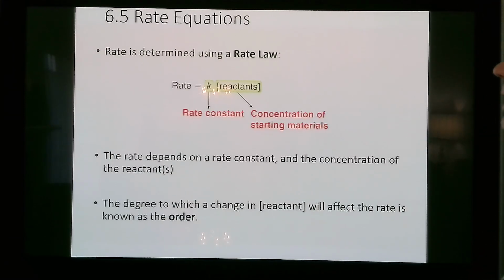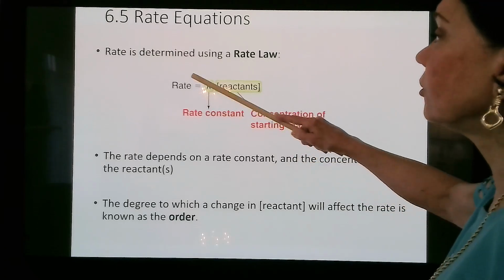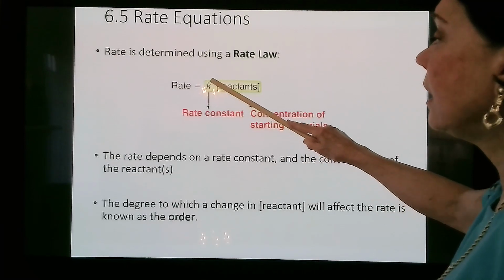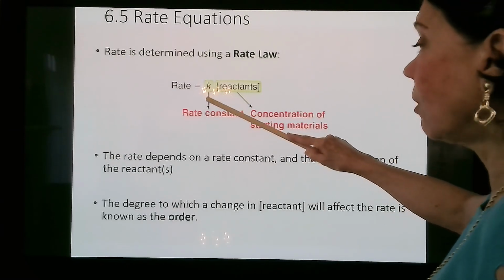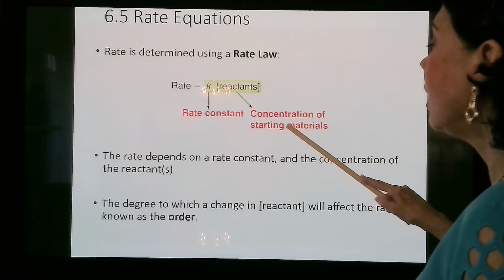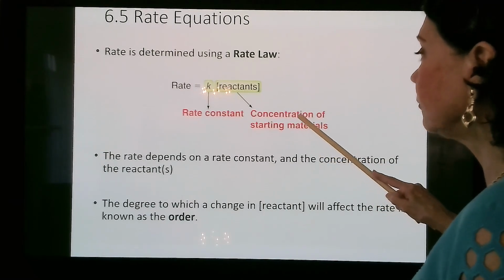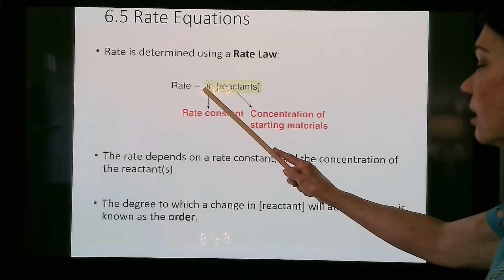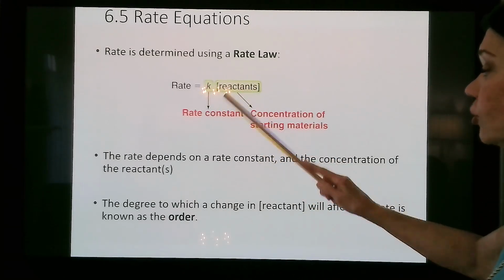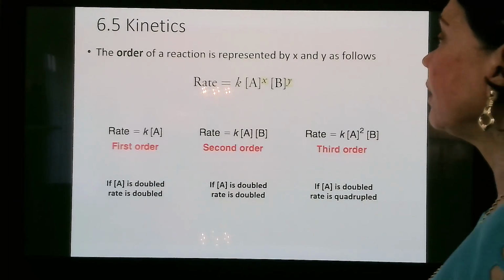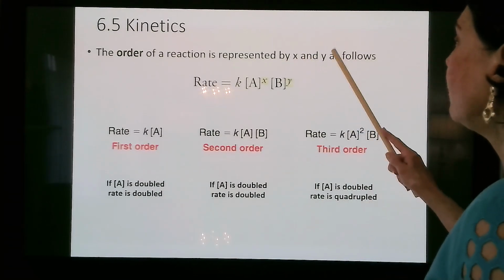So, rate equations. Now we're coming to the rate constant. The rate is determined using a rate law. The rate of the reaction is described by a rate constant times the concentration of the starting materials. So the rate depends on a rate constant and the concentration here. And we're going to look a little bit more at these; the order of a reaction is represented by X and Y as follows.